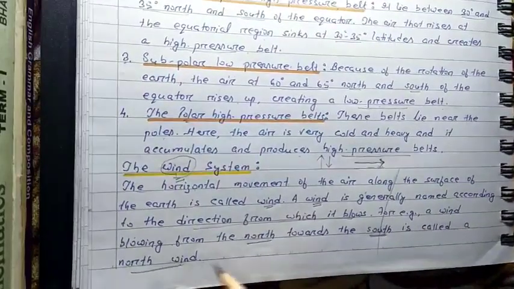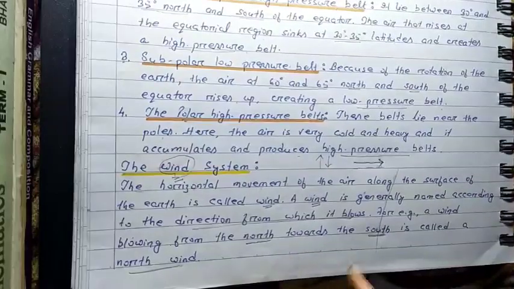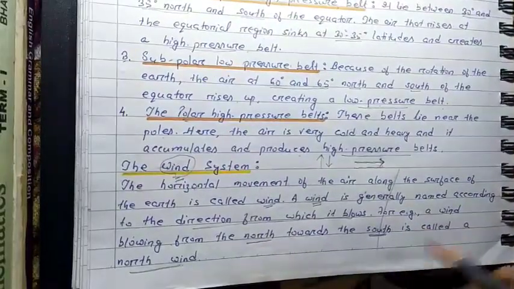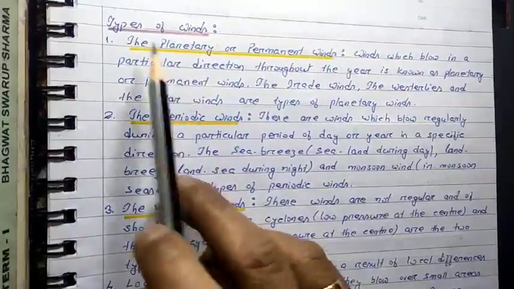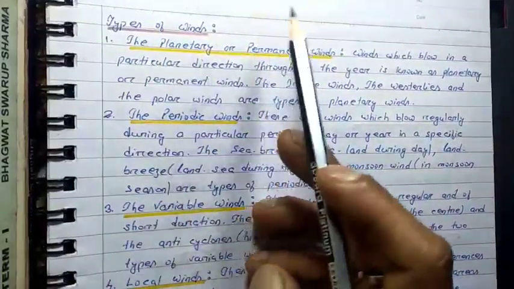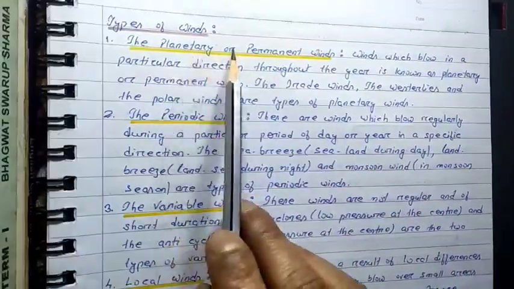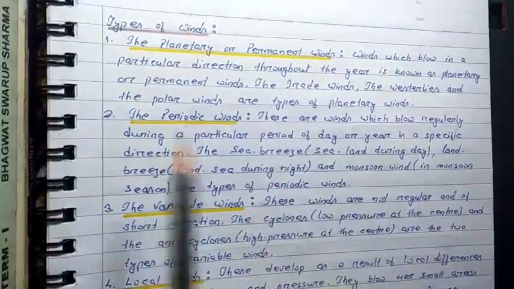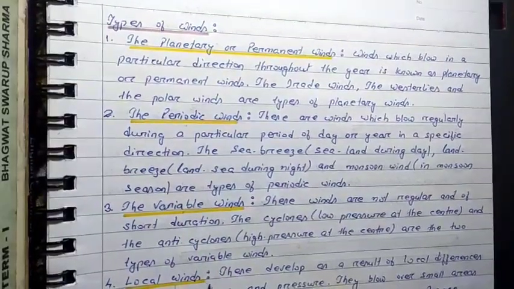The wind which generally blows from the west is known as the westerlies. So this is the system of giving different names to the winds. Now I am going to explain the different types of wind. Generally, winds can be classified into four types: the planetary or permanent winds, the periodic winds, the variable winds, and the local winds. Let's try to understand one by one.